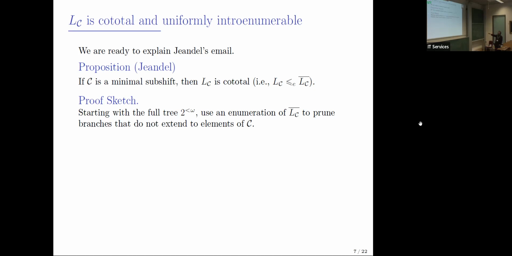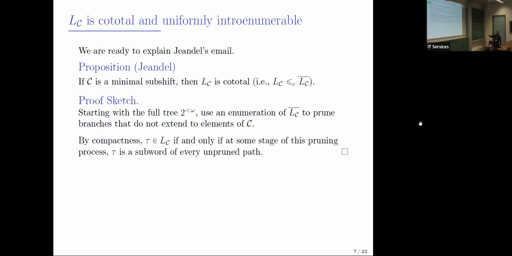And basically what we can do is use an enumeration of the complement of the language, like I said, that's usually what you think about when you're thinking about subshifts. You can use the complement of the language to kill off all non-members of the subshift. Basically, the subshift is pi 0, 1 relative to that set in the enumeration sense. Given an enumeration of the complement of the language, you can prune all the branches that do not extend to elements of C. And by compactness, if tau is in the language, it has to be in every element of C. By compactness, you'll eventually see that all remaining paths have tau as a subword.